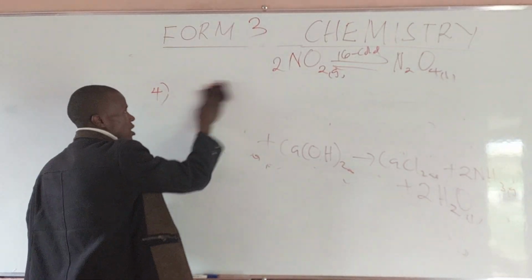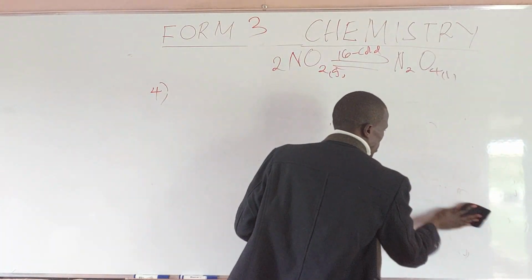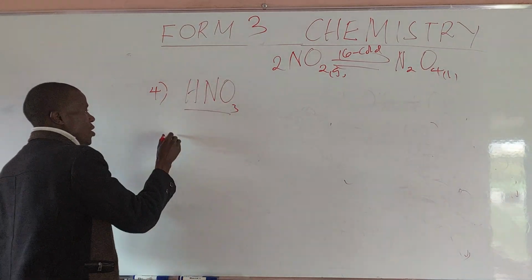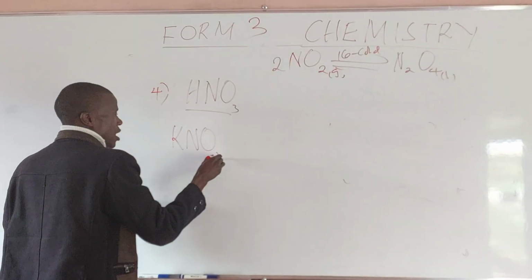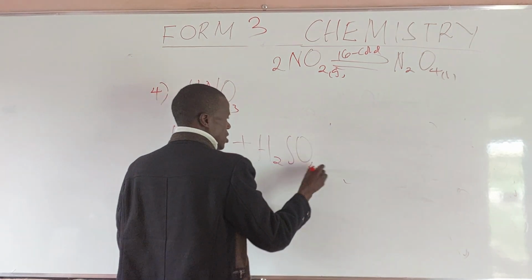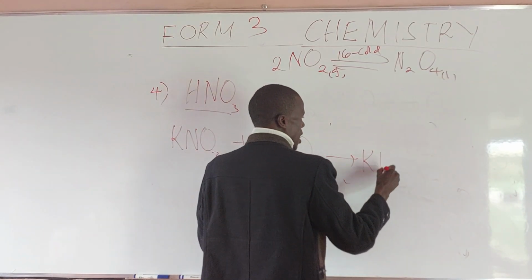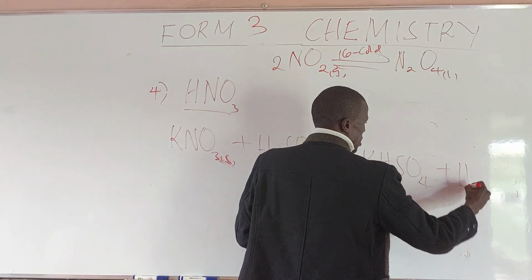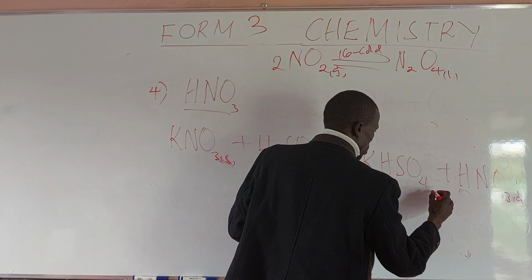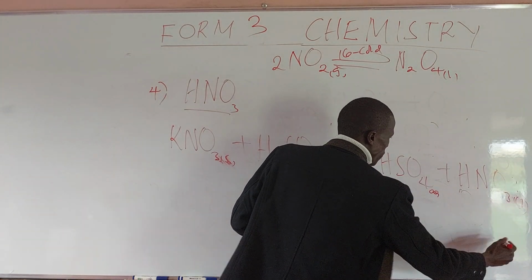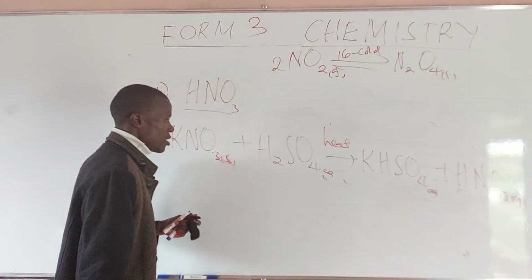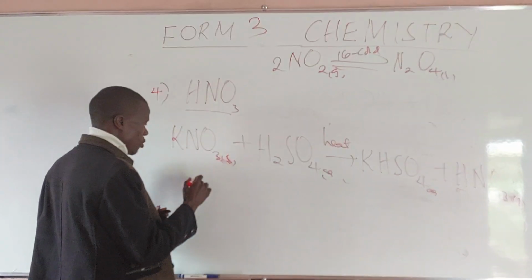Last but not least, if you want to prepare nitric 5 acid in the laboratory, we need potassium nitrate, and we need concentrated sulfuric 6 acid, and we form potassium hydrogen sulfate and nitric 5 acid. It is normally in form of fumes because we have some heat here, which will sometimes decompose some of the nitric 5 acid fumes.